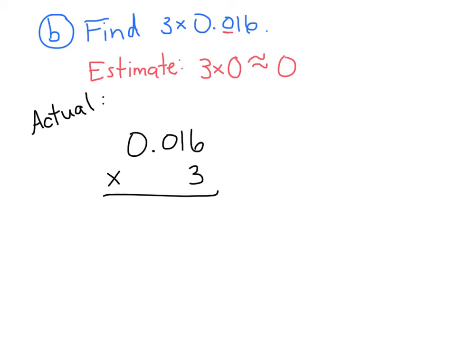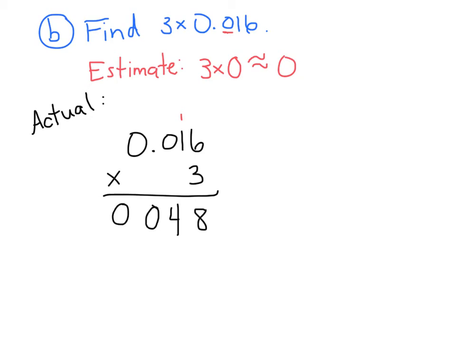And when we set up the actual problem, again, not really the bigger number, but the longer number goes on top. So 16,000ths is going on top times 3, and we're lining everything up to the right. And then we're just going to go through and multiply. So 3 times 6 is 18. We're going to write the 8, carry the 1. 3 times 1 is 3, plus 1 is 4. And then you can do the 3 times 0, which is 0, and then there's another 0 there.